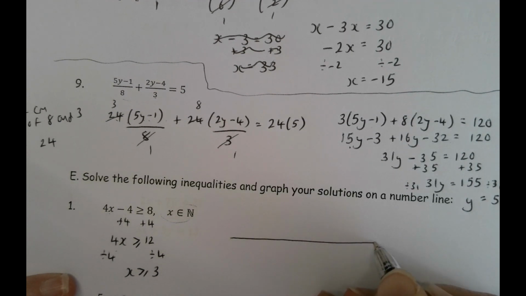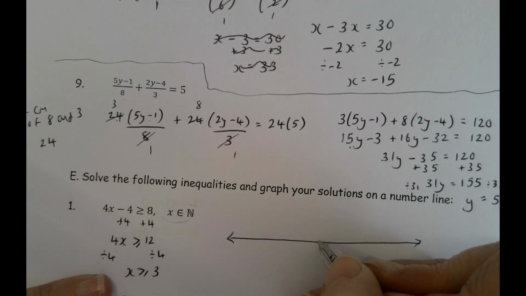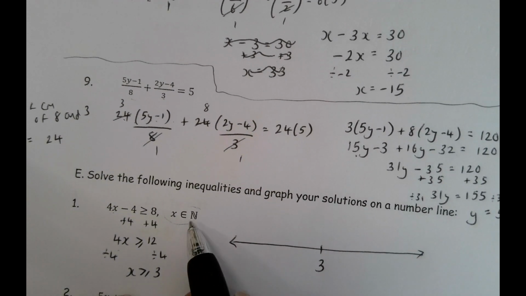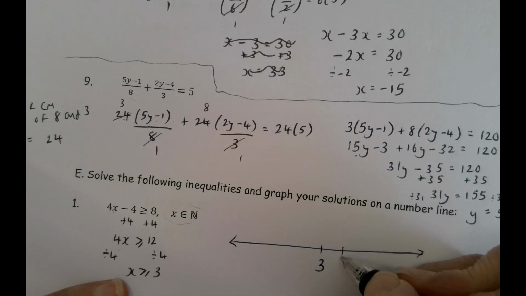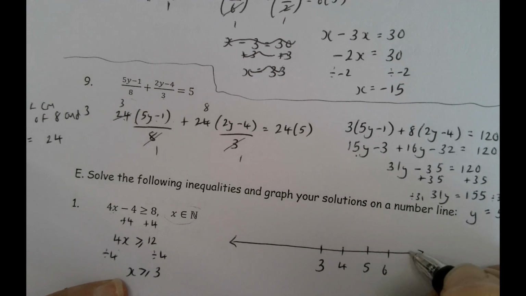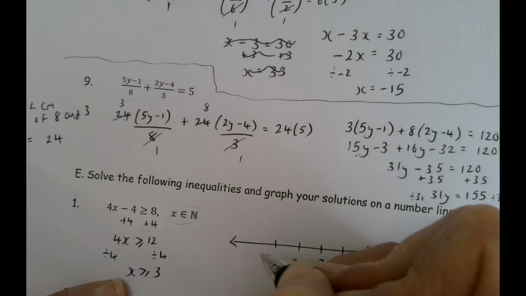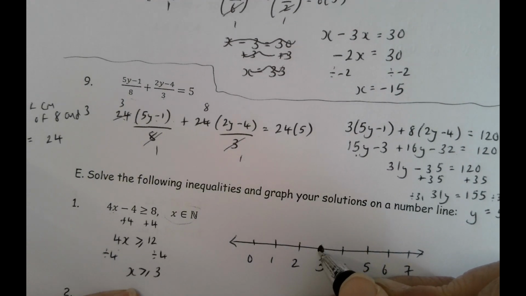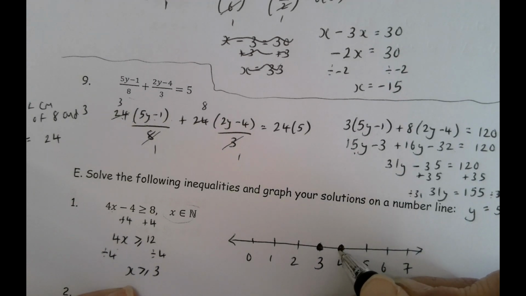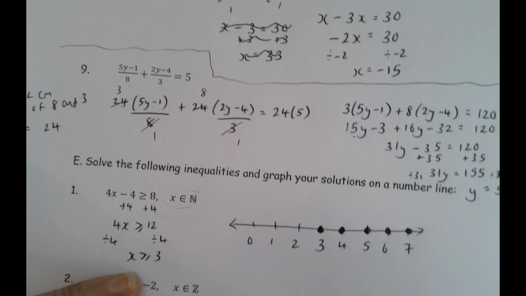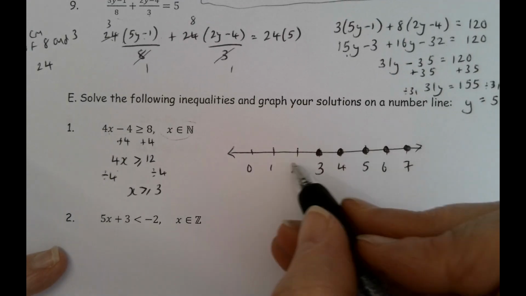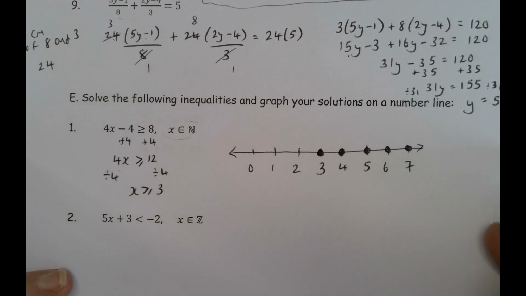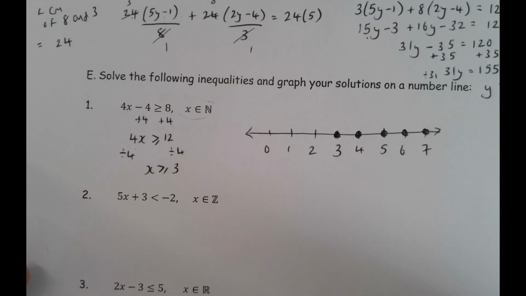So if I draw my line, I put my answer in the middle. Now it's natural numbers, so it's only going to be dots, and it's greater than or equal to 3. So let's put in our numbers: 3, 4, 5, 6, 7, and 2, 1, 0. It equals 3, or it's greater than 3. If it's natural numbers, it's positive whole numbers, so only whole numbers. So that's going to be my answer: 3, 4, 5, 6, 7. It means that all the other whole numbers bigger than 7 will also make it true.